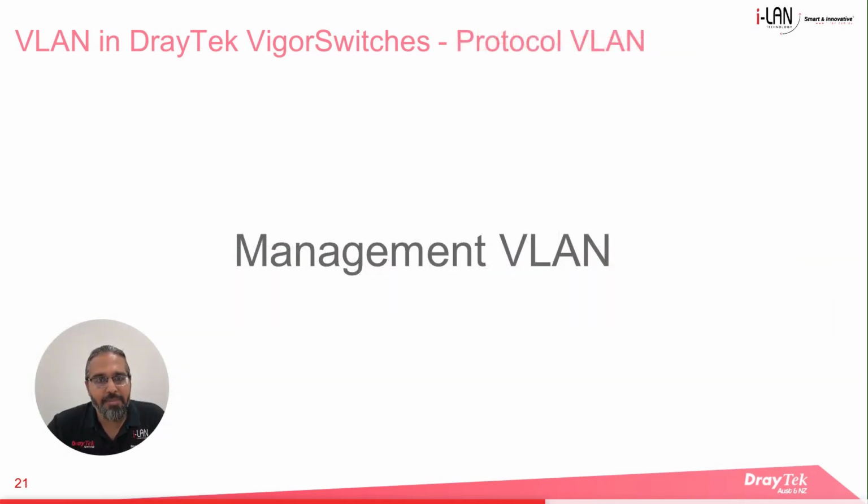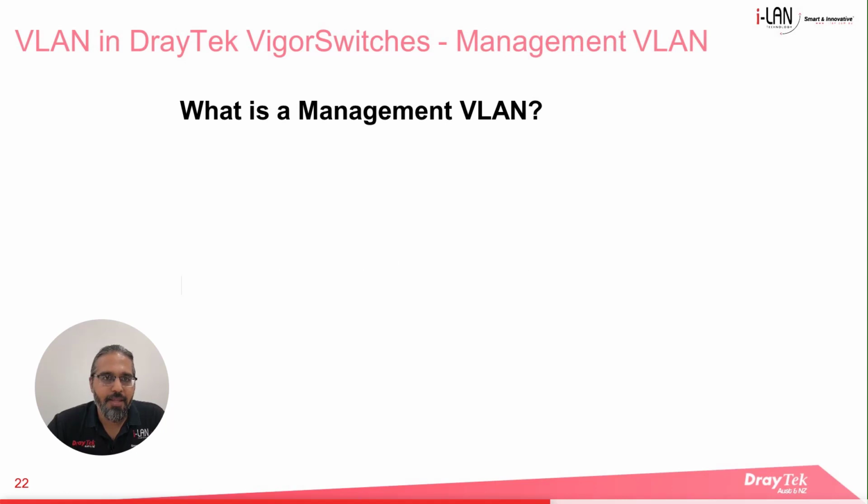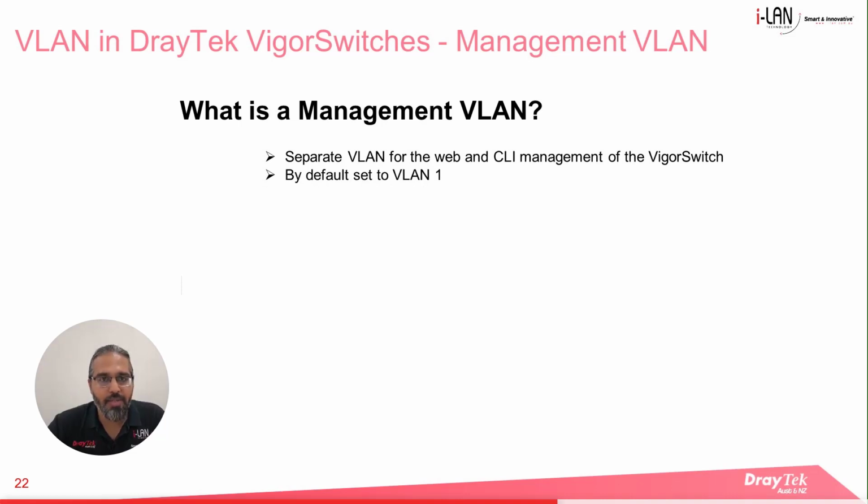The last VLAN type in Layer 2 switches is the Management VLAN. Management VLAN is a separate VLAN on the switch to allow management by either the web or CLI. By default, it's set to VLAN 1, but can be changed to a different value. In a large network installation with many network devices, you can have a secure management VLAN for the entire network. So general data traffic is isolated from the management network.